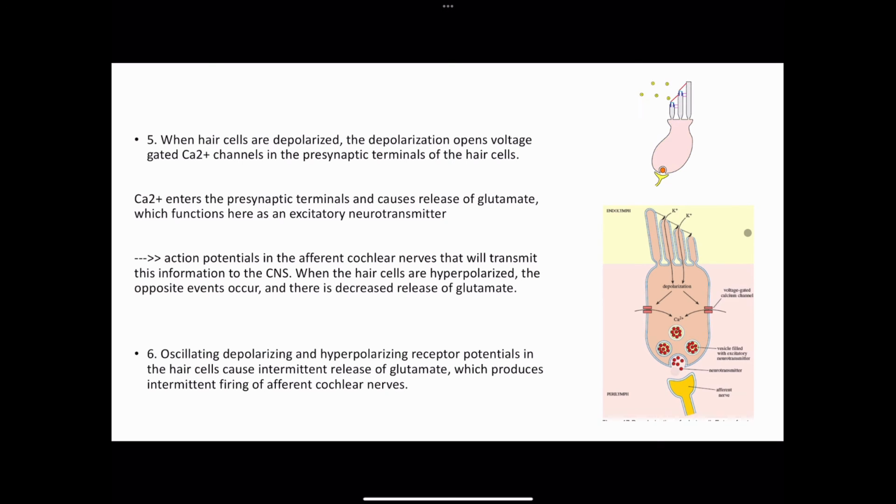Action potentials in the afferent cochlear nerves will transmit this information to the central nervous system. When the hair cells are hyperpolarized, the opposite events occur and there is decreased release of glutamate. Oscillating depolarizing and hyperpolarizing receptor potentials in the hair cells cause intermittent release of glutamate, which produces intermittent firing of afferent cochlear nerves.